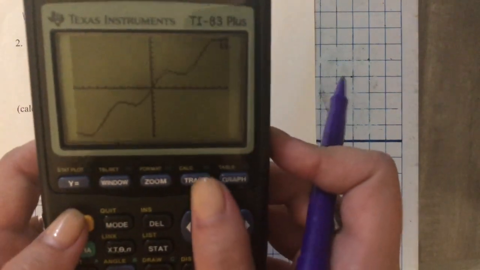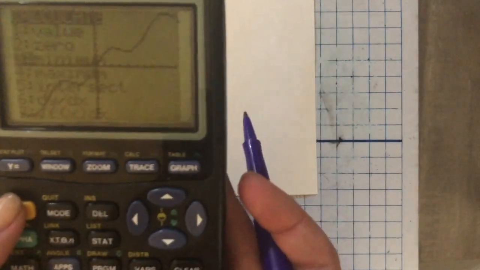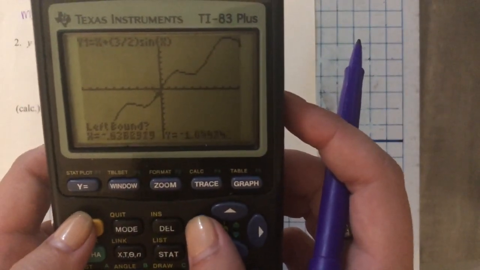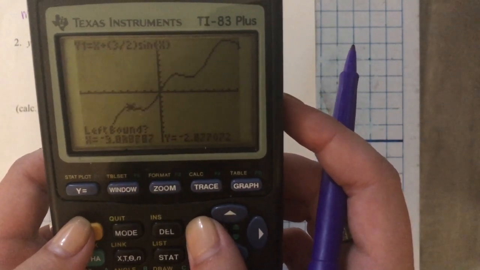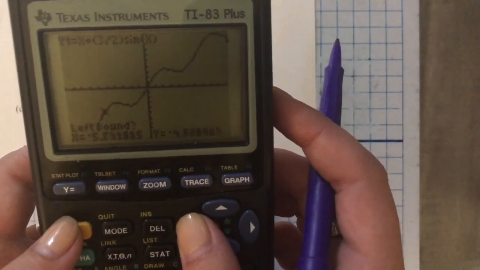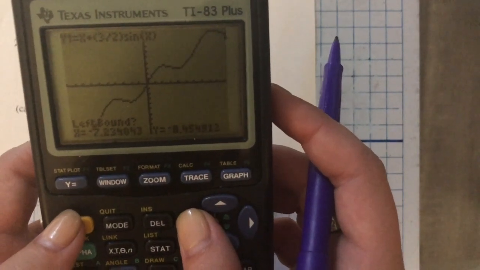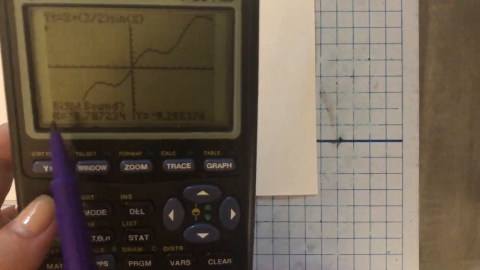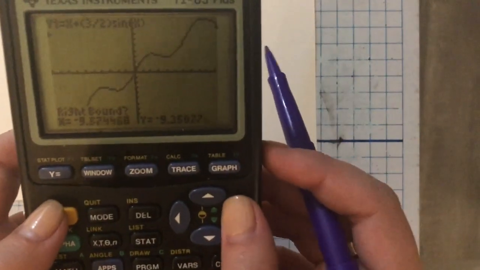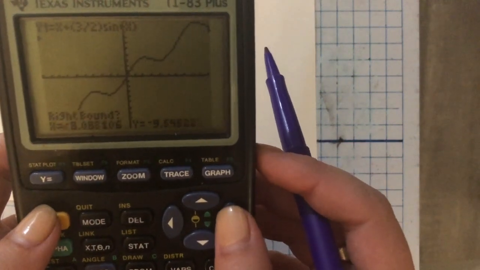So second calc, minimum. I want my blinky guy to be all the way over here. He's moving, he's kind of slow. Go, go, go. Okay. Almost there. Getting to the left. All right, left bound, enter. It's kind of hard to see. He's behind the X. See him there? It's like I Spy. All right, and then moving this way.